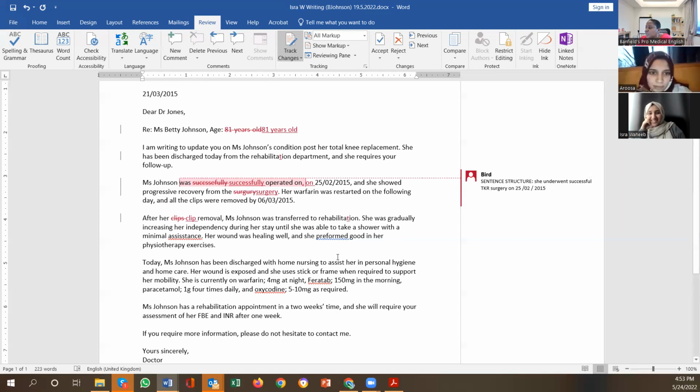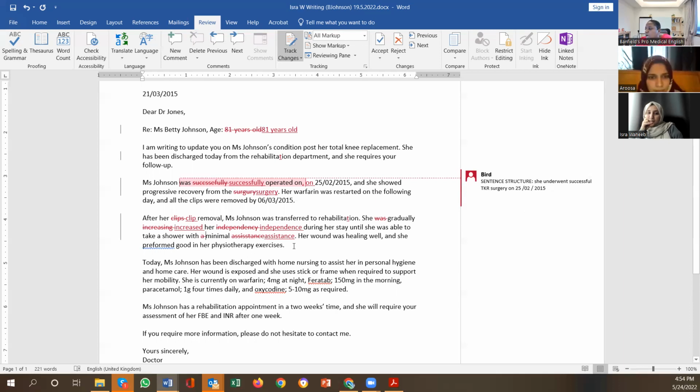She was gradually increasing her independence during her stay until she was able to take a shower with minimal assistance. Only one S in assistance. And here, she gradually increased during her stay. For us, during her stay is a definitive time. So she gradually increased her independence during her stay until she was able to take a shower with minimal assistance.